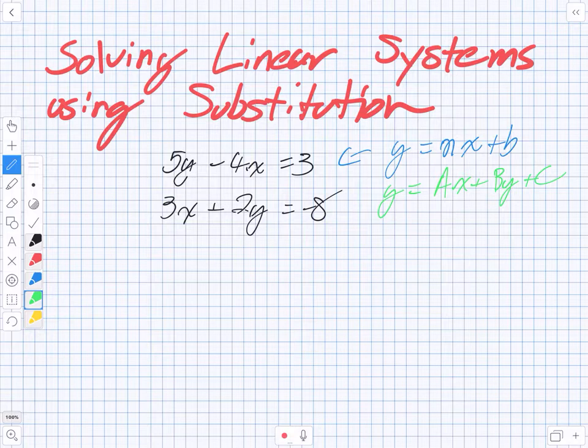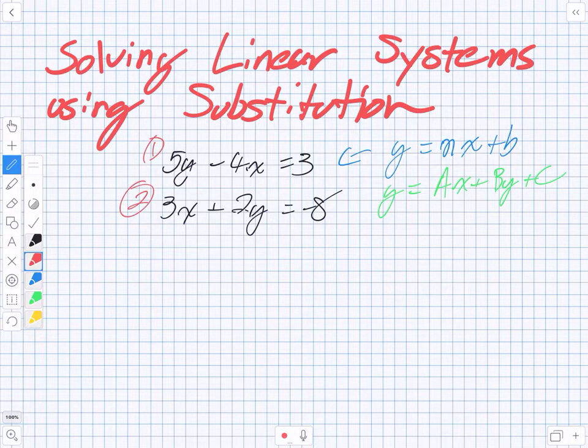But in order to do substitution, what we do need to do is set at least one of the equations equal to a variable. So you have a y and an x in this equation, and an x and a y in this equation. So we're going to have to choose one of them to set equal to. We're going to number them just so it's easier to refer to these. So I'm going to call this one equation 1 and this one equation 2.